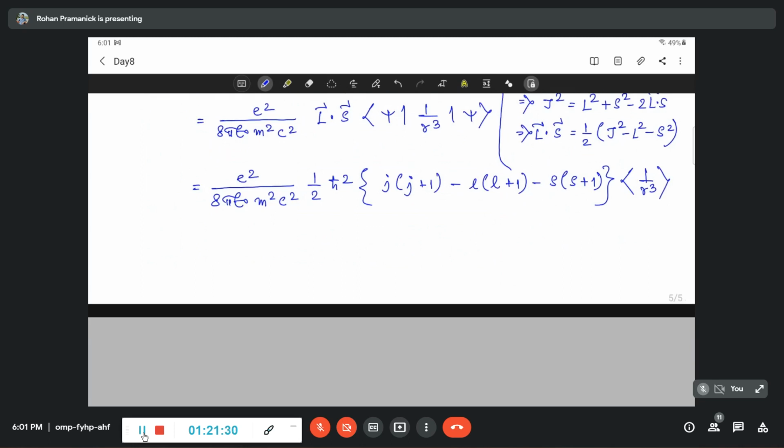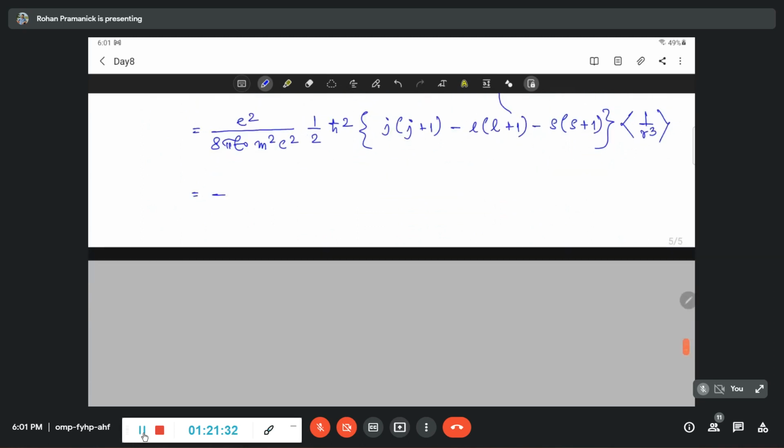Okay, so how much have we got? We have e squared h cut squared by 16 pi epsilon 0 m squared c squared, and then this large quantity J into J plus 1 minus L into L plus 1. And what is the spin of the electron? This is half, right? So we can directly substitute S into S plus 1 as half into half plus 1, so this is 3 by 4, and you have this 1 by r cube.